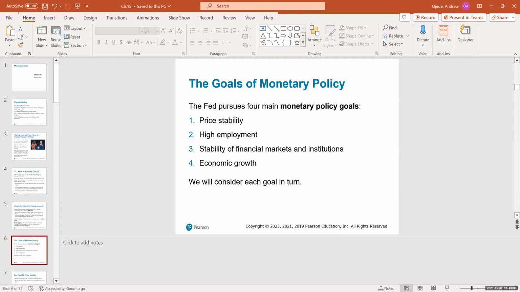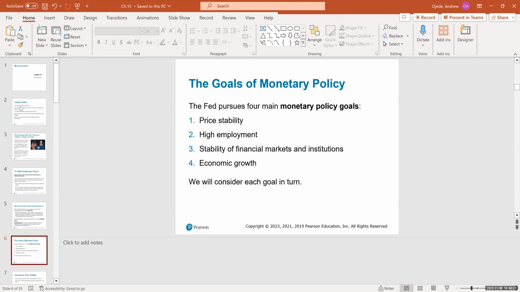And then the third one is what they call stability of the financial markets and institutions. The Fed wants to stabilize the financial markets and institutions. When I say financial markets, I'm talking about the bond market, the stock market, the currency market. Now we have cryptocurrency. So the Fed wants those markets to be stable because the stability of the financial market is critical for a well-functioning economy. In fact, financial markets and institutions are more or less the lifeblood of capitalism.